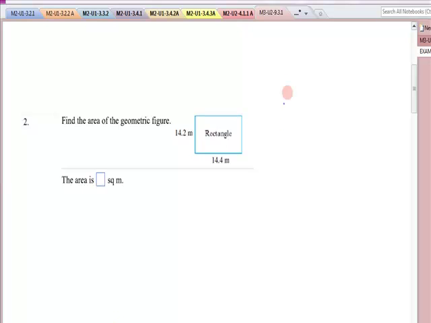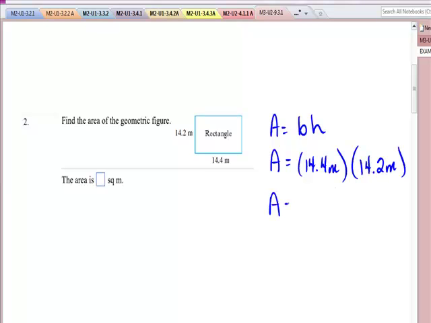All right, another rectangle. Area is base times height. So it is 14.4 meters times 14.2 meters. You're going to multiply those. Calculator, 14.4 times 14.2. I get 204.48. Once again, it is square meters.